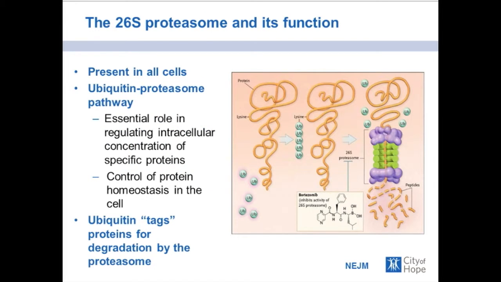Proteasome inhibitors. So proteasomes are present in all cells, and they're part of this ubiquitin proteasome pathway. They have an essential role in regulating intracellular concentrations of specific proteins. So that means that they control protein homeostasis. And when you want to get rid of a protein, you get this ubiquitin tag that's placed on it, and then it goes into the proteasome and it's degraded. It's like a garbage disposal unit.